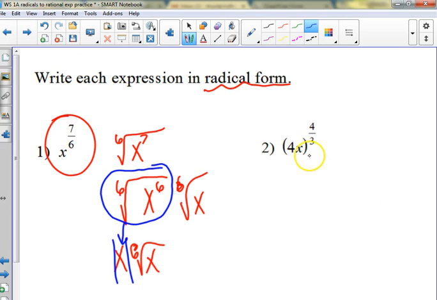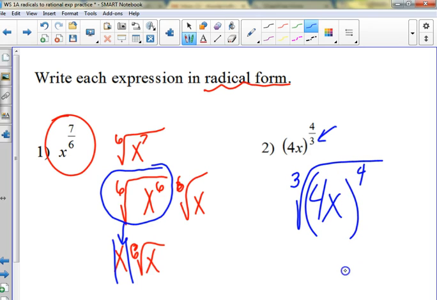Is this an even root of an even power? This is an odd root, right? The root is a cubed root of a 4x to the 4th. Anybody know what that's going to simplify to look like? This is what you did in Algebra 2, yes. You left it that.